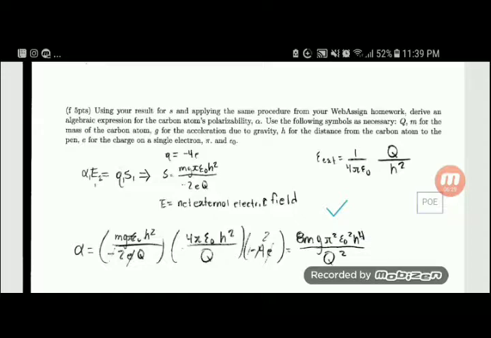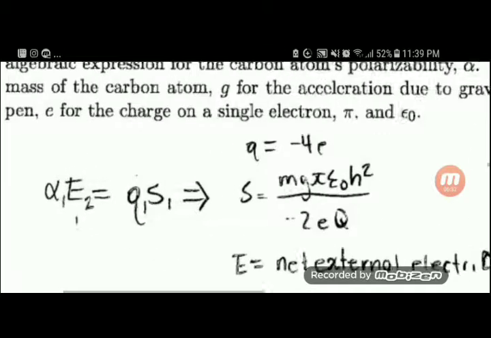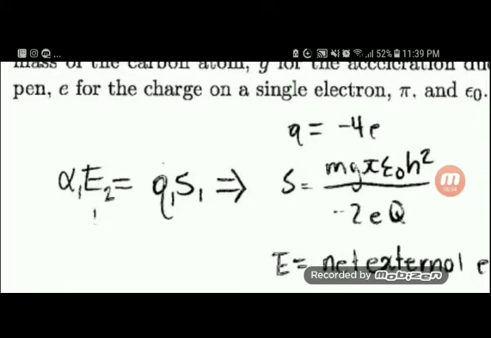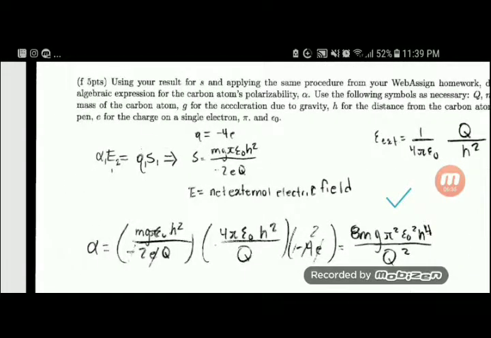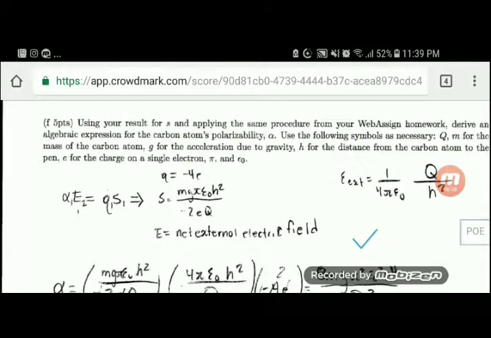So keeping that in mind, we have the equation right here. A1 E2 equals Q1 S1. That just basically means the polarizability of one atom times the electric field of another atom on it is going to equal the charge times the separation distance. And so we know what S is, and then we also know what Q is.